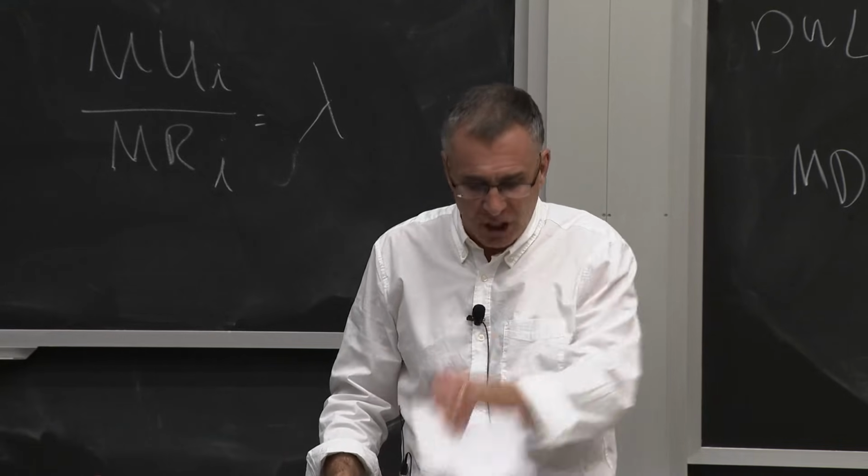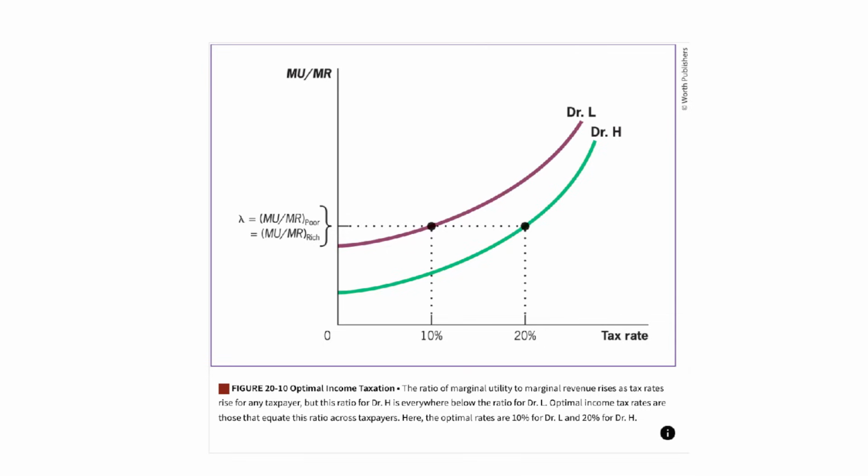Go to figure 20-10. We've got two people in this example, okay? Dr. H, who has a high income, and Dr. L, who has a low income.